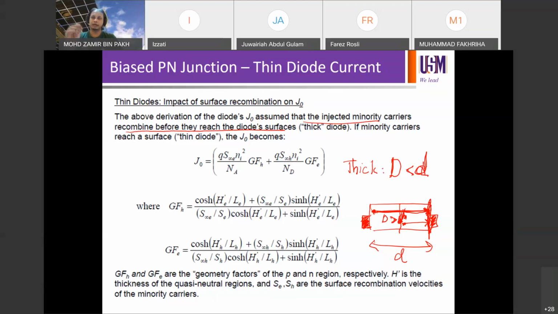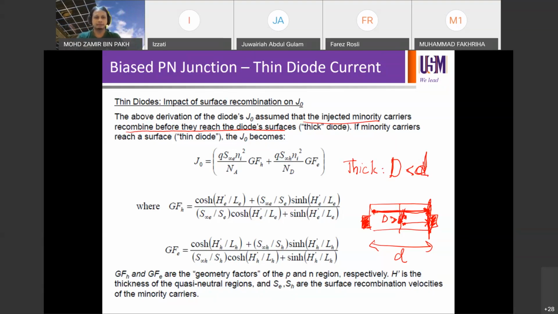So the carriers cannot survive through the device's full length or full thickness, if you like. We call that a thick diode. That means the diode is too thick and the carriers just cannot survive, because the diffusion length is way too short in comparison to the device thickness. And we call that a thick diode, right?